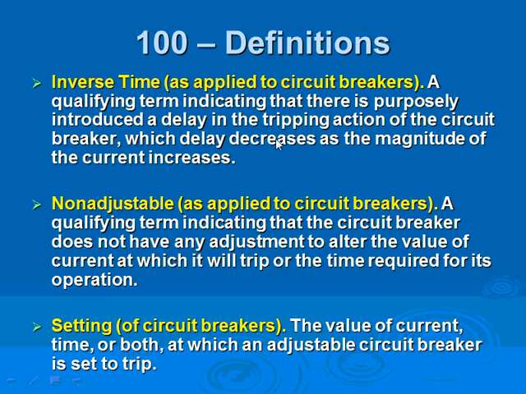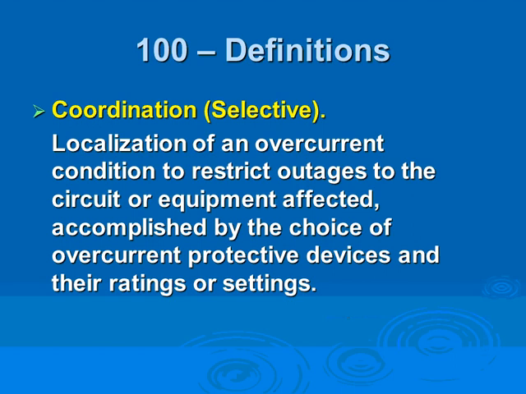You saw the settings of a circuit breaker, all these adjustments that you can do. A non-adjustable circuit breaker is what you see is what you get; you can't adjust it. Now, coordinated or selective.